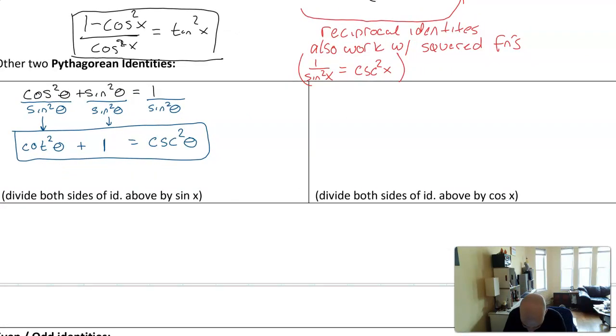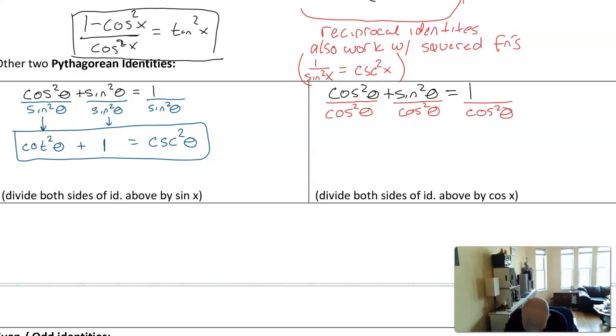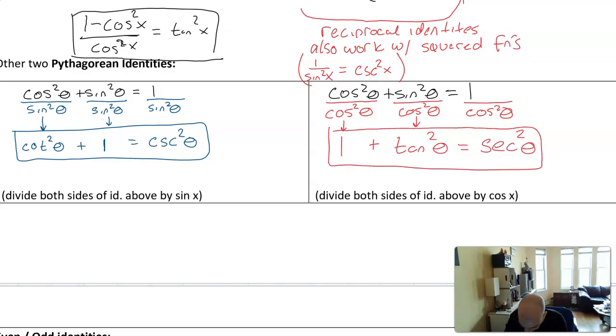And similarly, if I start with the same identity, cosine squared theta plus sine squared theta equals 1, and divide that by cosine squared, then we get the identity that says 1 plus sine squared over cosine squared is tangent squared, and 1 over cosine squared is secant squared. So we get the identity 1 plus tangent squared theta is equal to secant squared theta.